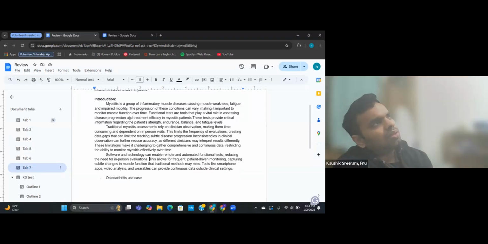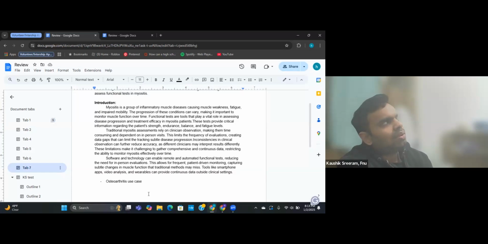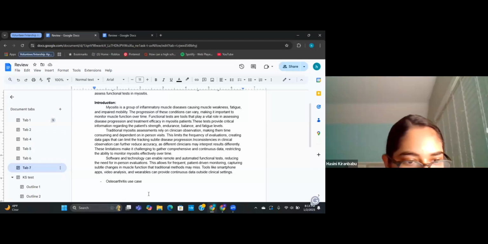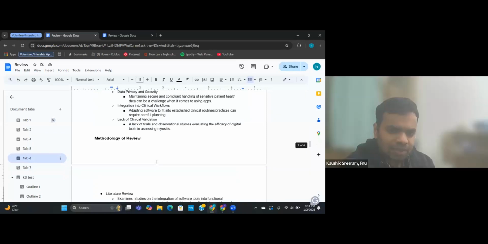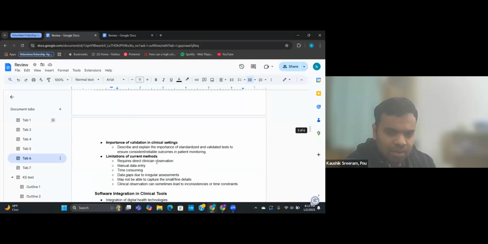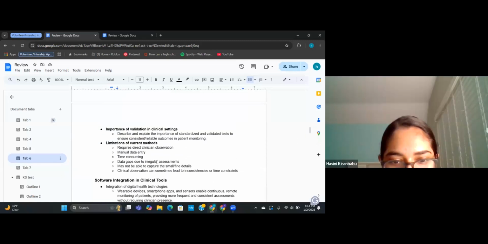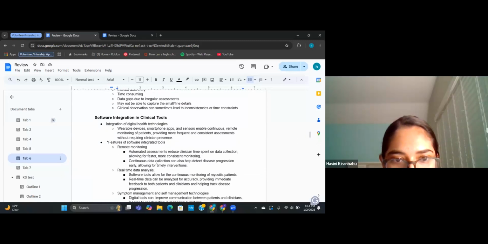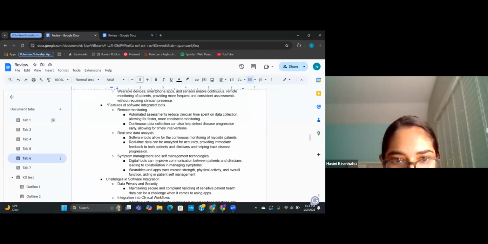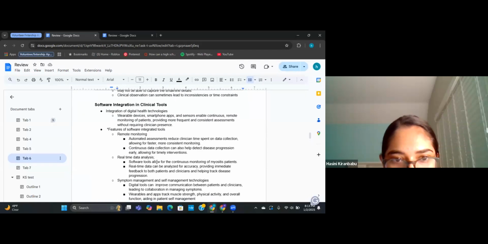Hmm. So that should not be in that section. I'm so sorry. Can you go back to the outline? Was that where we had discussed that we are going to put it? It was also somewhere else. I think maybe in here, software integration clinical tools.